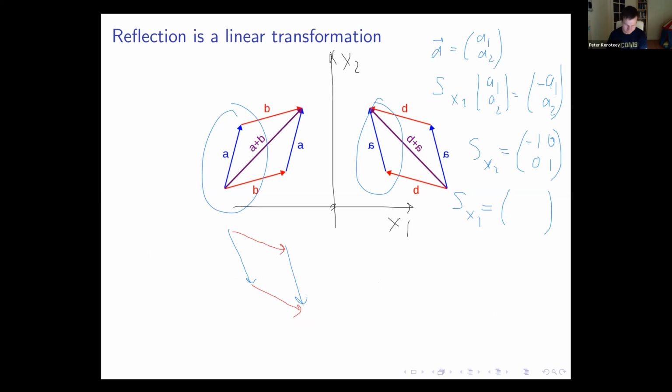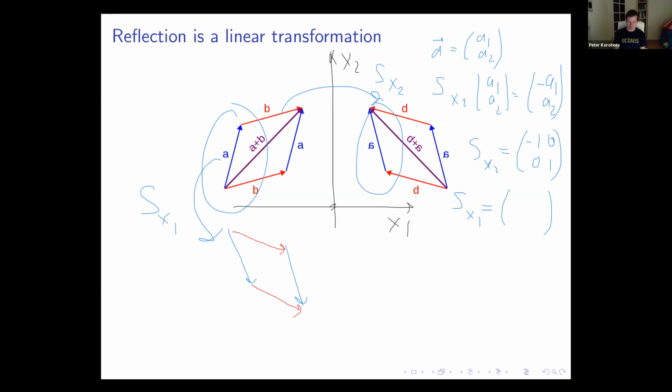Like that. So this transformation, we call it Sx1. This transformation we call Sx2. So it's negative 1, 0, 0, negative 1. Why the first one? The first one is -1.